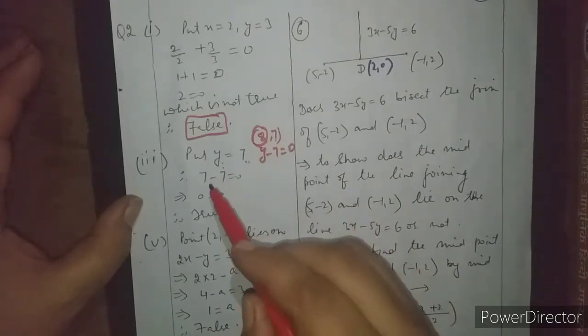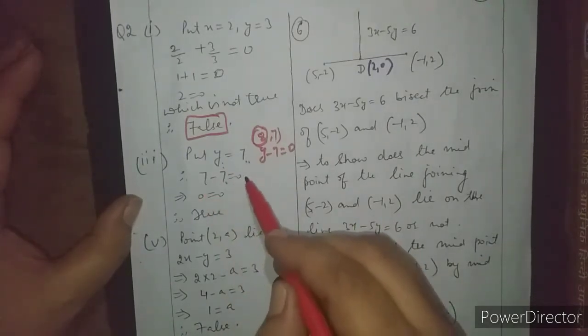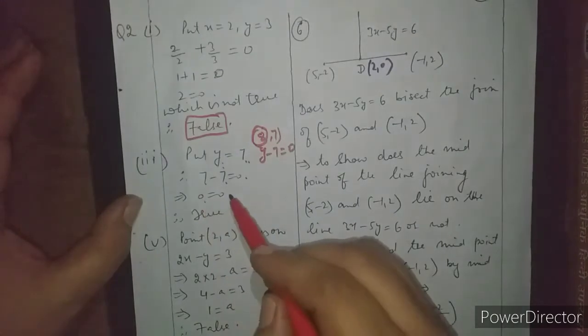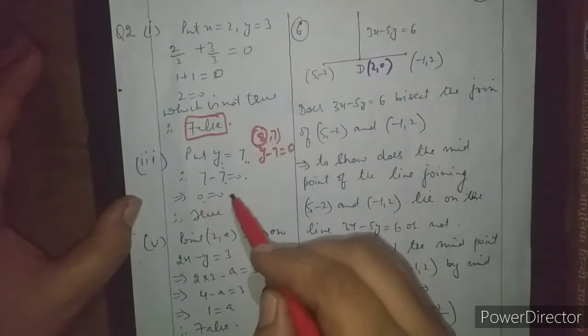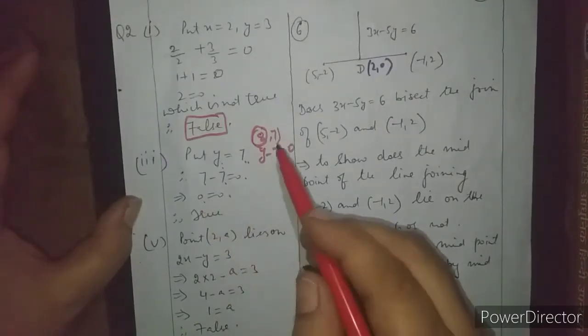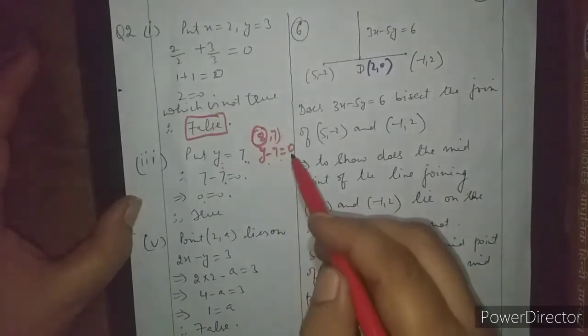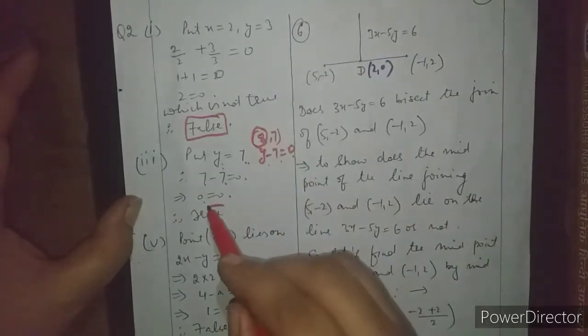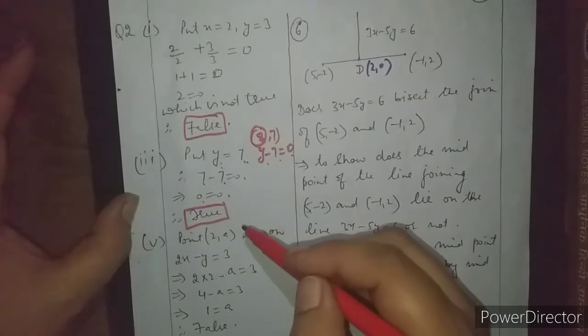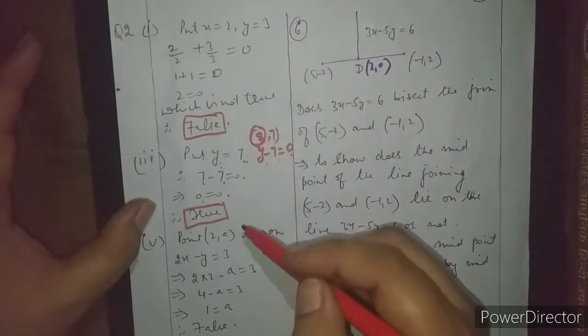After putting y equal to 7, the equation becomes 7 minus 7 equal to 0, which means 0 equal to 0. The equation is satisfied, and it means this point (8, 7) lies on the line y minus 7 equal to 0. It means the statement is true. So its answer is true. Exactly the same way you will do the fourth part, right?